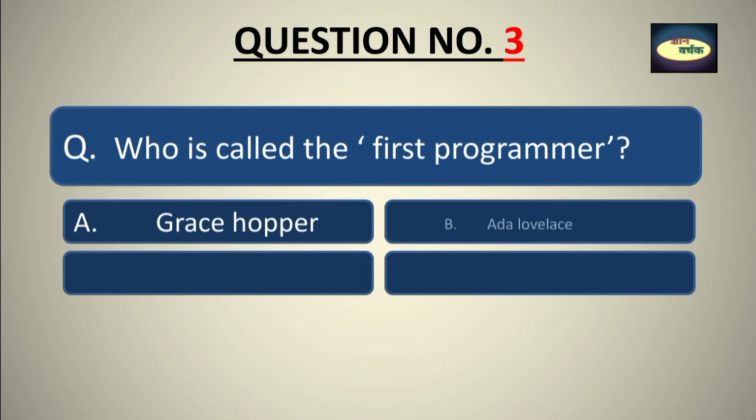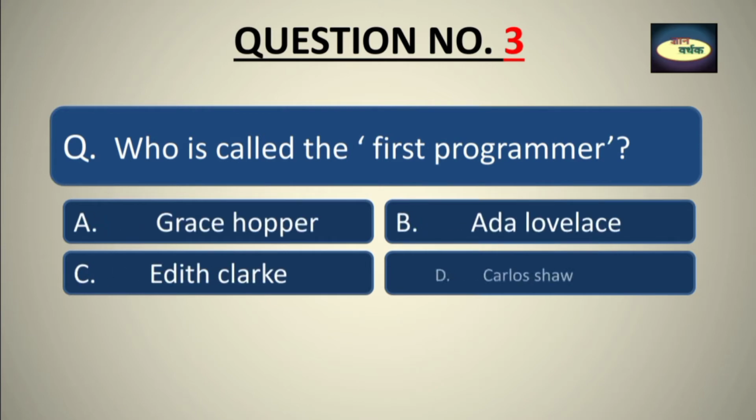Who is called the first programmer? A. Grace Hopper. B. Ada Lovelace. C. Edith Clarke. D. Carlos Shaw. The right answer is option B, Ada Lovelace.